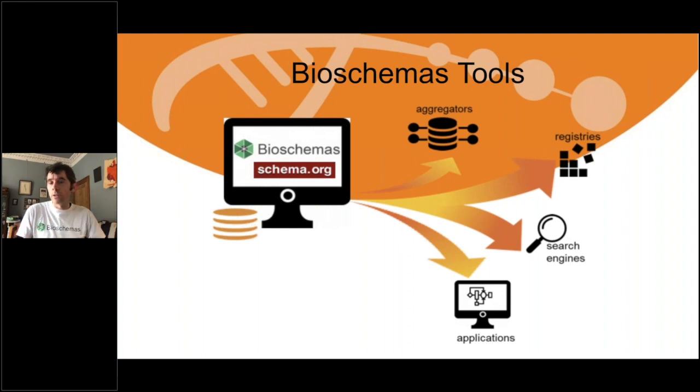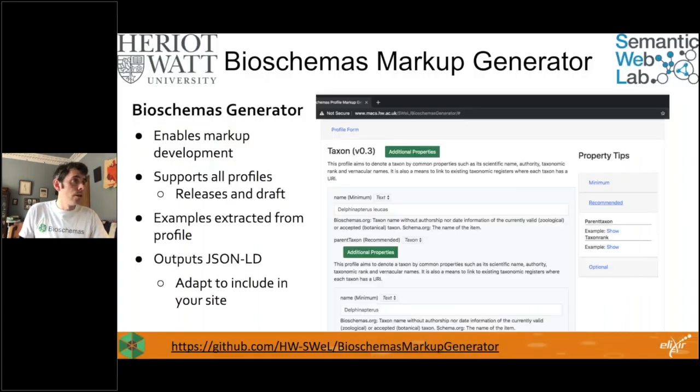So what tooling have we provided to help you mark up your things and exploit the markup that is out there? We've developed a Bioschemas markup generator. The generator is a simple web form. It helps you to develop the markup for your site. You decide what sort of markup you're going to develop. You then fill in the questions in the form, so fill in the blanks, and then hit the generate button at the bottom of the form. And then that will output the JSON-LD that you can adapt or just place straight into your website.